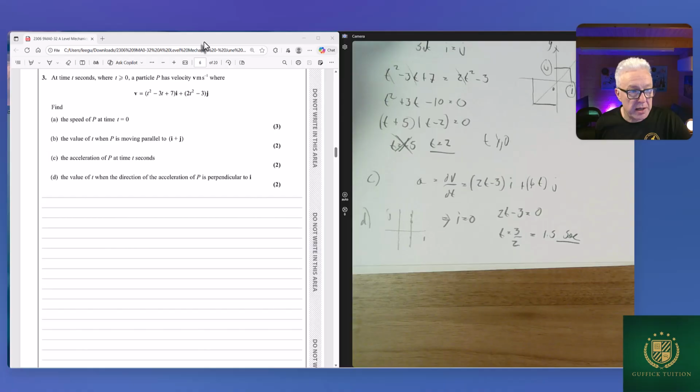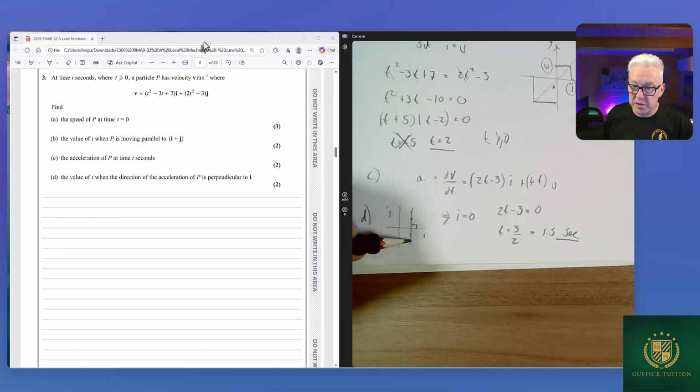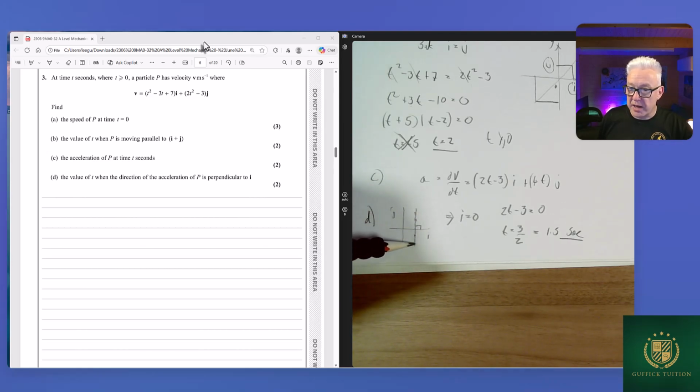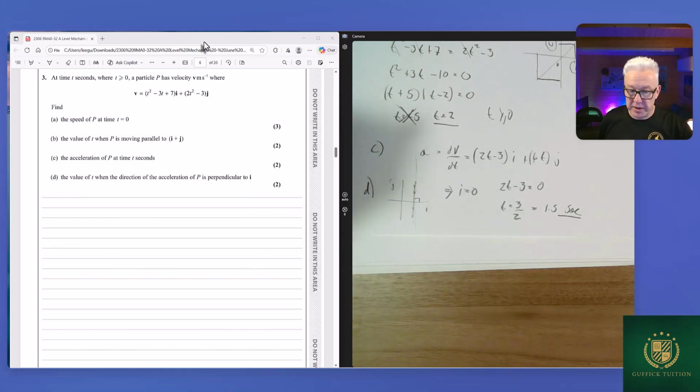Last bit of this question then, it's working out nice so far, this paper. I've probably spoken too soon. It says find the value of t when the direction of the acceleration is perpendicular to i. So let's draw a little diagram to see what's going on. So there's a line that is perpendicular to i. Now, it's not very obvious, but basically if something's perpendicular to the i, then what that means is it's only the j values that are changing. So the i just remains constant, and the j values are what's changing to navigate up and down that line.